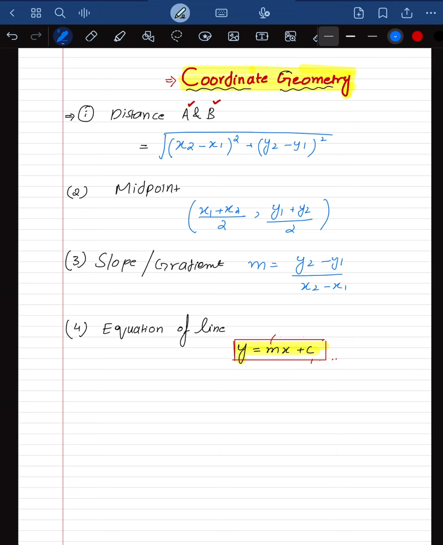Hello everyone. This is Salman Siddique, and in this video we are going to learn coordinate geometry. It is relevant to O Level, IGCSE, GCSE, and Edexcel.